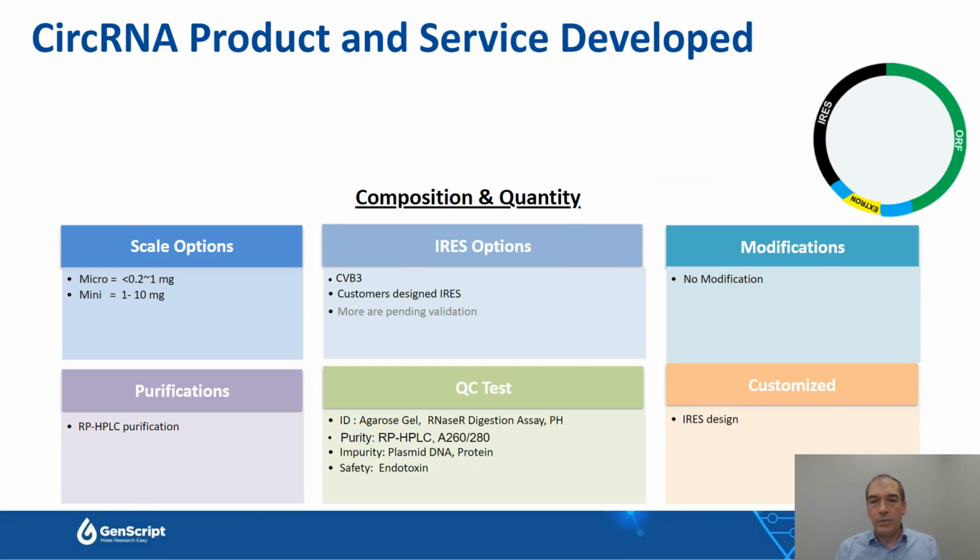So a little bit more detail about circular RNA products and services we have developed. We offer 2 levels of services, 2 different quantities, micro and mini, 0.2 to 1 milligram or 1 to 10 milligram. We offer different IRES options. We offer the typical public domain CVB3. We can also customize the IRES domain for you and design it based on your specifications. We do typically reverse phase HPLC purification, so we can deliver very high purity. And we do a variety of QC measurements to ensure the integrity and quality of the product.